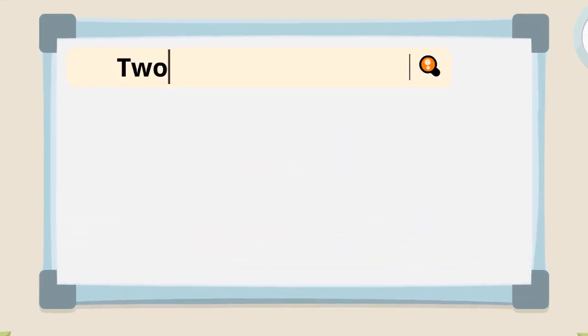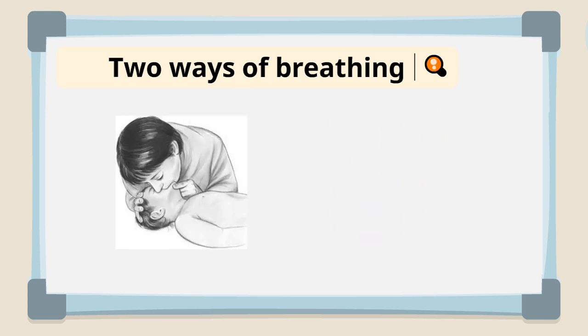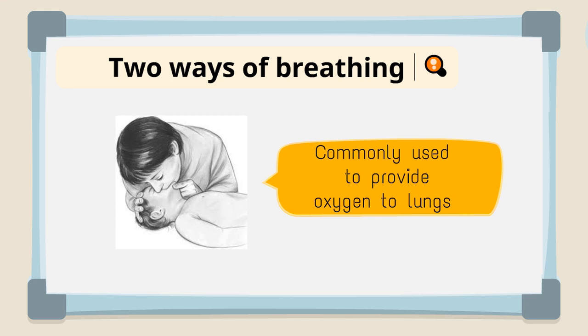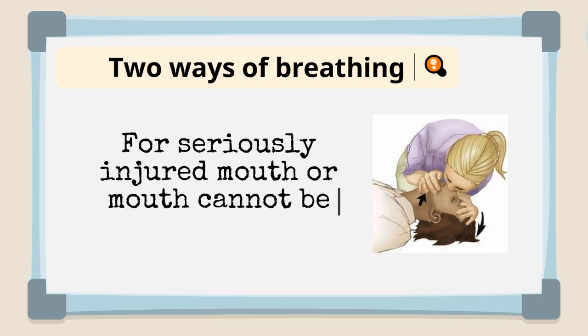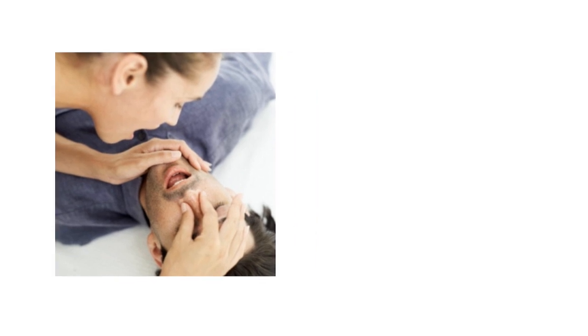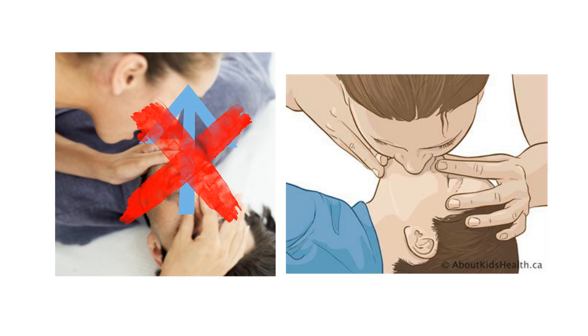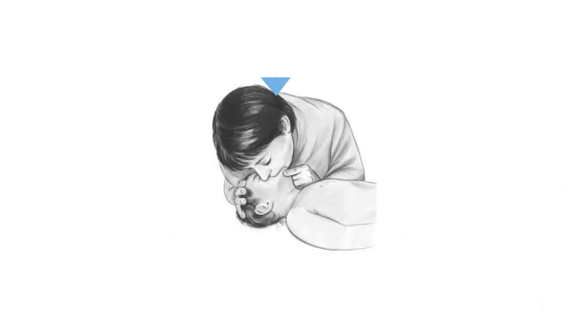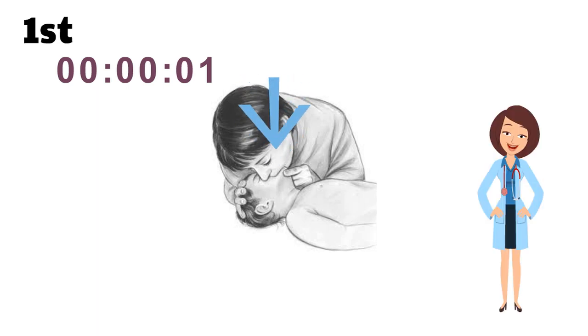There are two ways of breathing, mouth to mouth and mouth to nose. Mostly, the mouth to mouth breathing method is used to provide air. However, for patients whose mouth is too severely injured to be opened, mouth to nose can be the way to inject oxygen through the trachea. Here is how we do it. Pinch the nostrils to stop air from going out, and cover the receiver's mouth with yours.